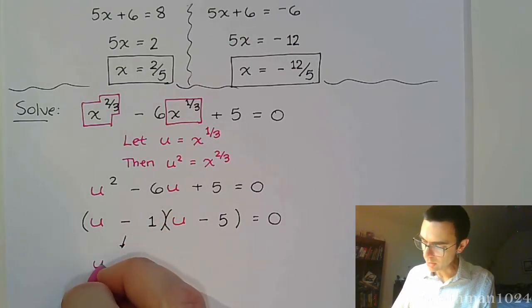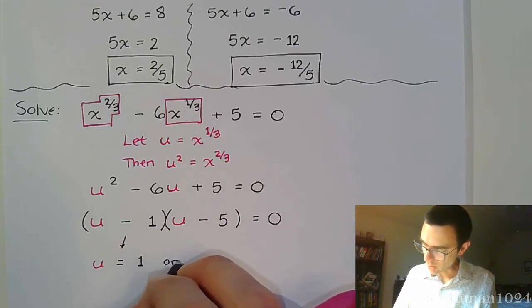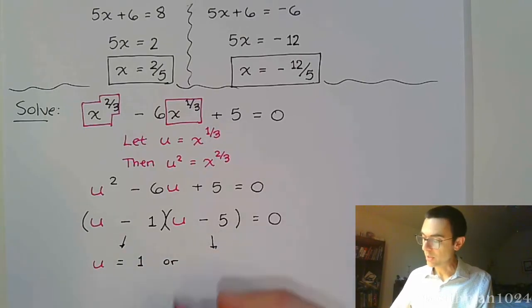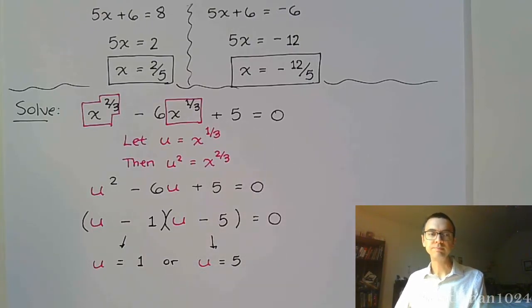So that means here that u equals 1, or from the other factor, u equals 5.